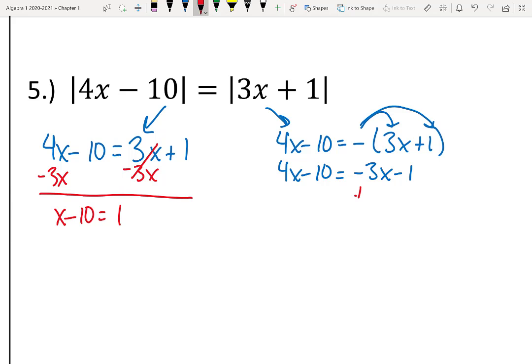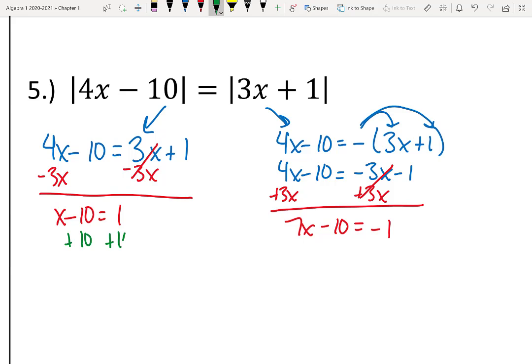On the right-hand side, if I add 3x on both sides, that gives me 7x minus 10 equals negative 1. So now, as I continue, on the left-hand side, I add 10 on both sides to get that x is 11 for one of my two options. On the right-hand side, I add 10 on both sides, and I get 7x equals 9.